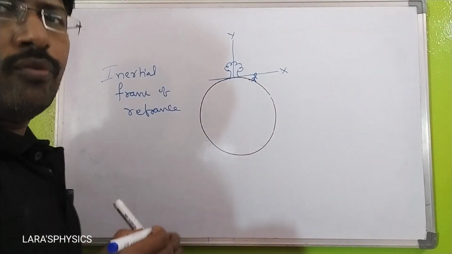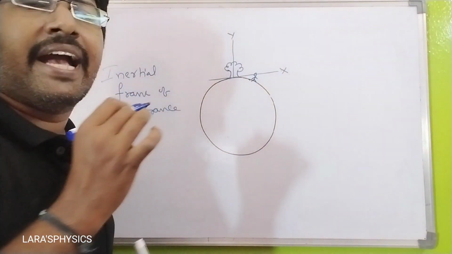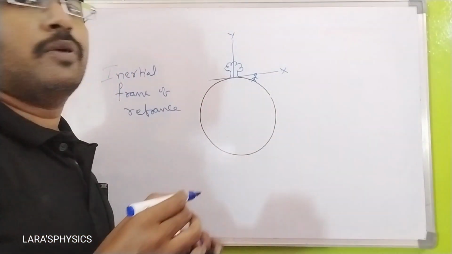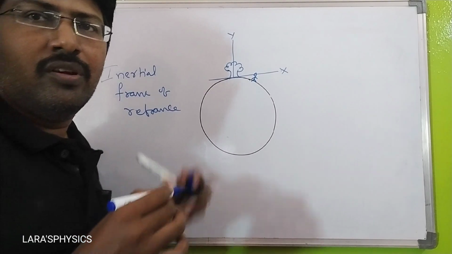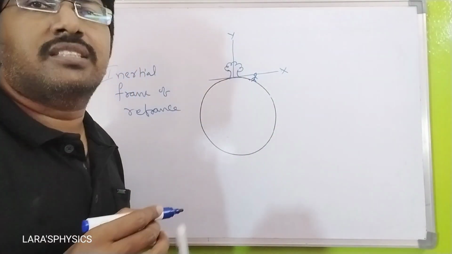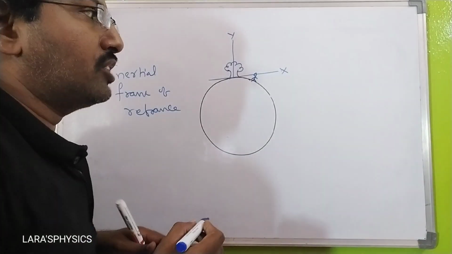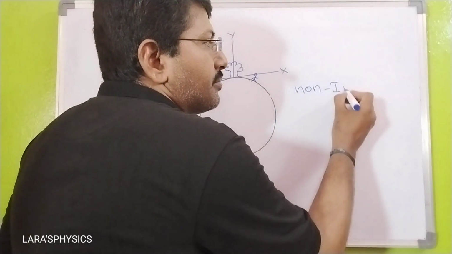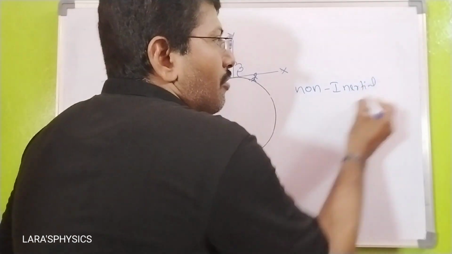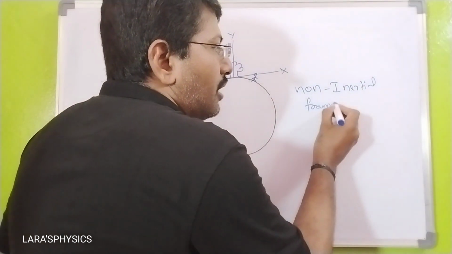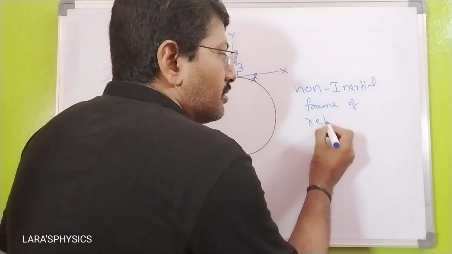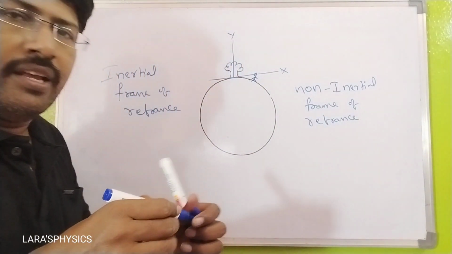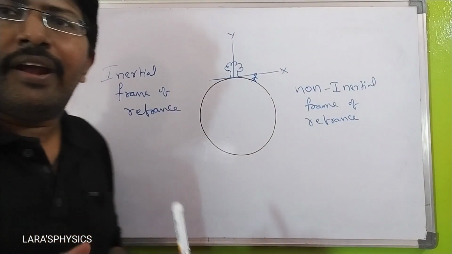Now, if this system is accelerated with respect to this person, then the system is called a non-inertial frame of reference.